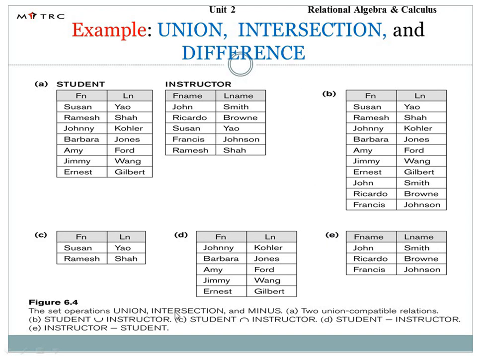Next, sorry, if I take the reverse, that is instructor minus student, then we have only 3. So this is the condition that clearly demonstrates and gives us an idea about union, intersection and difference.